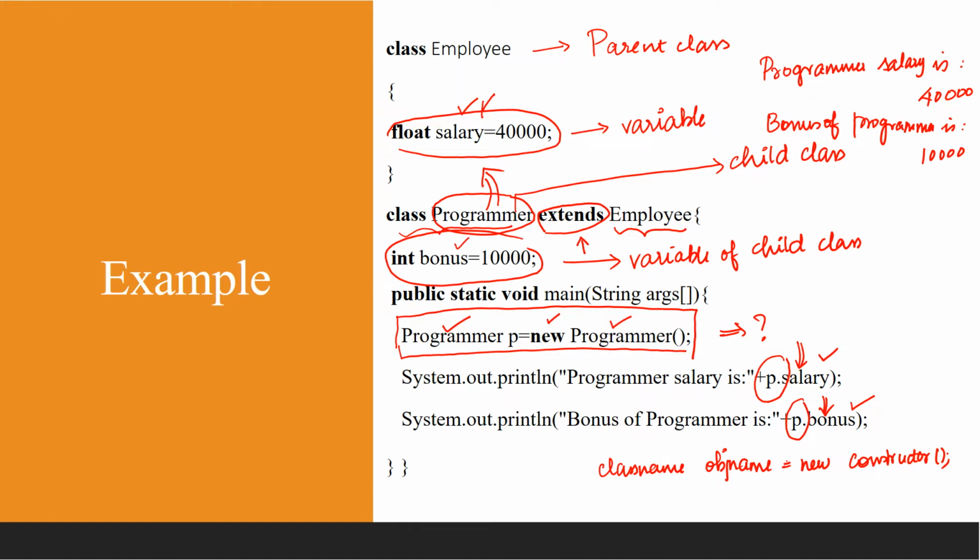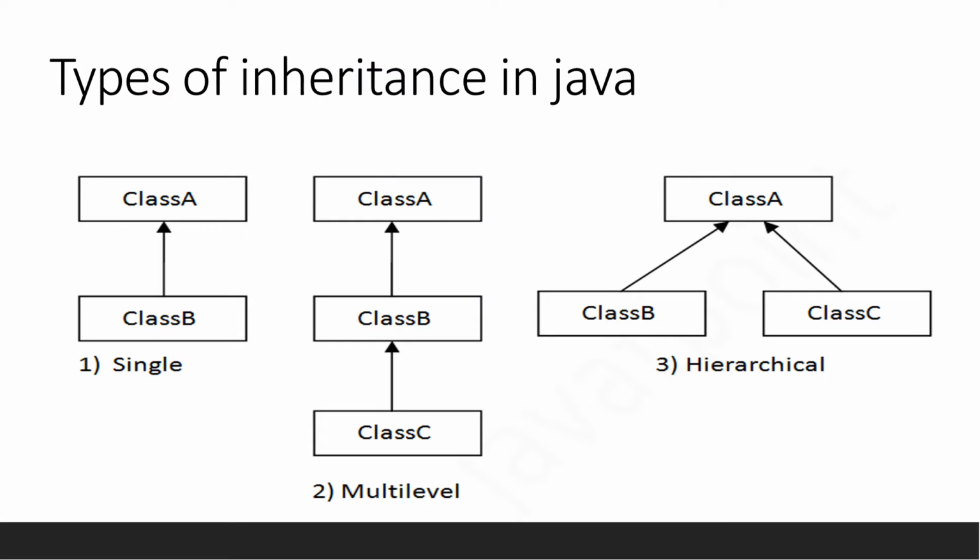Okay, so next, moving on, there are majorly 5 types of inheritance in Java, in which we are going to see these three first.